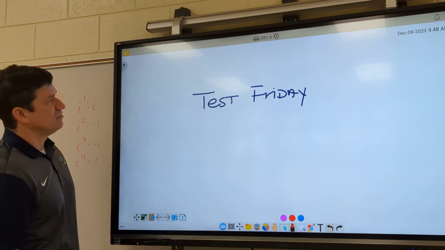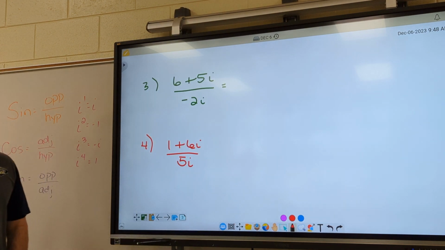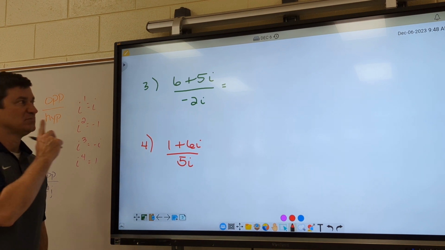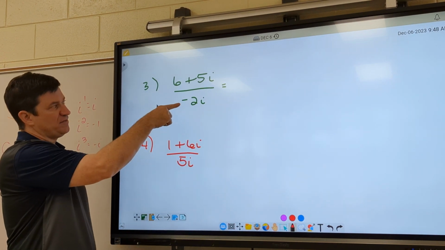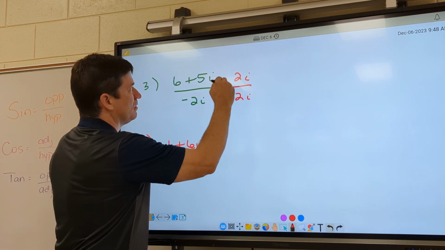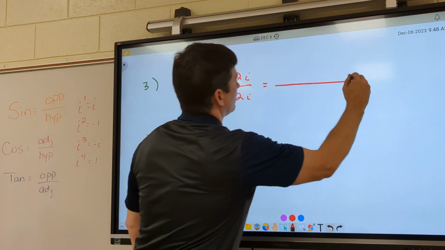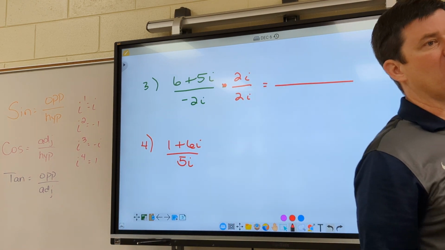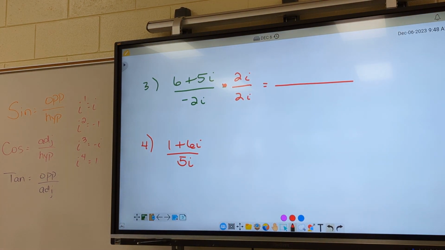All right, let's go to 3. 3 is one that's going to be a lot quicker. What will we multiply both sides by on number 3, if you had to guess? Look at the bottom. What we got? Negative 2i, so we'll just times by positive 2i. All right, and this one should not be a problem at all. All you have to do is distribute the top. Go.